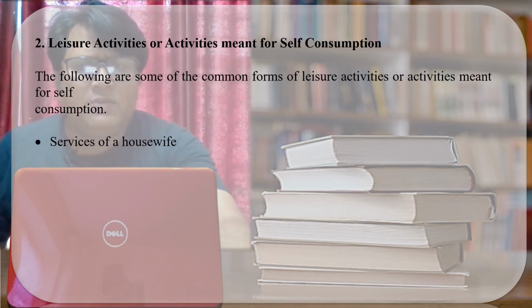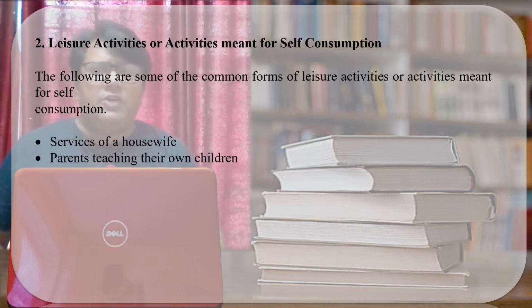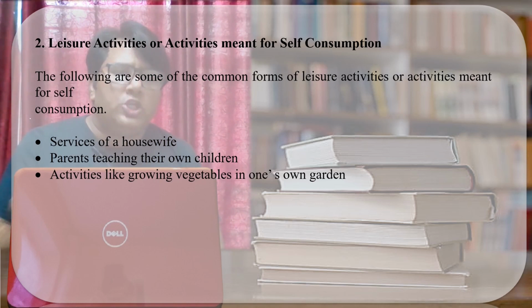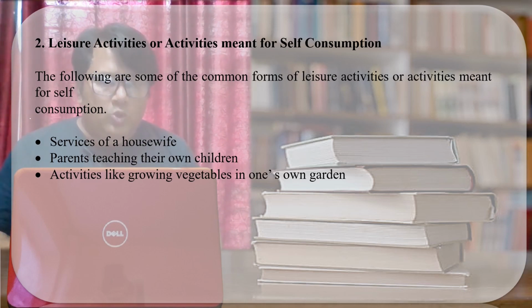Let us see the things which come under the leisure activities. The first one is services of a housewife. When I say services of a housewife, what it means? We know that housewives are housemakers and they are managing the house. While managing the house, they are not getting any money. Clear? Second is parents teaching their own children. While teaching their own children, the parents are not getting any money, but they are giving their services. So it is impossible to value their services, and they are teaching their children not to earn any monetary benefit.